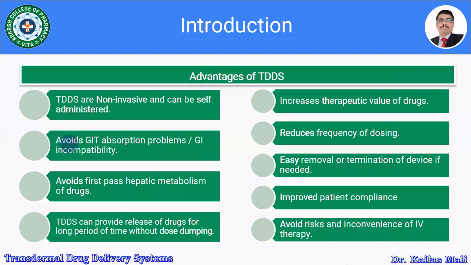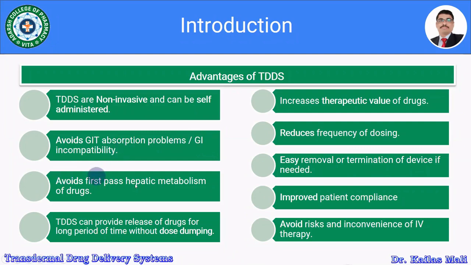It avoids gastrointestinal absorption problems. There are certain drugs which are not absorbed well from the gastrointestinal tract, and there is also gastrointestinal incompatibility. There are a few drugs which are incompatible in the GIT. So that is not the case in the TDDS. So transdermal drug delivery systems avoid gastrointestinal absorption problems and gastrointestinal incompatibility of certain drugs.